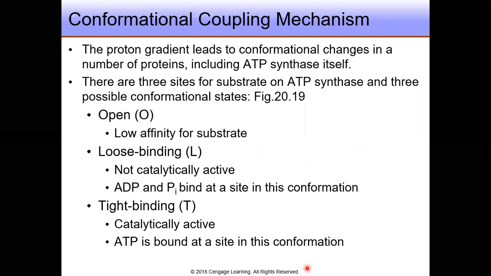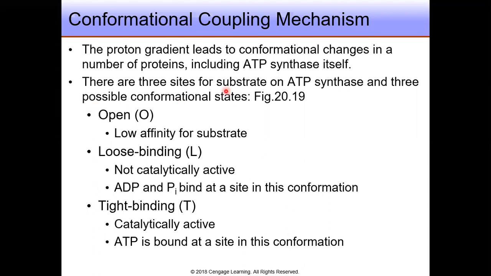Now remember, as I said, there are 3 sites for substrate on ATP synthase and 3 possible conformational states. O for open, low affinity for substrate. L for loose binding, not catalytically active; ADP and Pi bind at a site in this conformation. And T for tight binding, catalytically active; ATP is bound at a site in this conformation. Then, again, there are 3 sites for substrate on the synthase and 3 possible conformations.